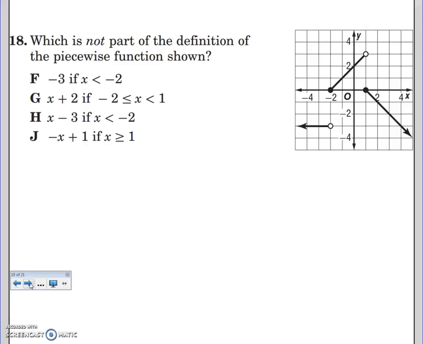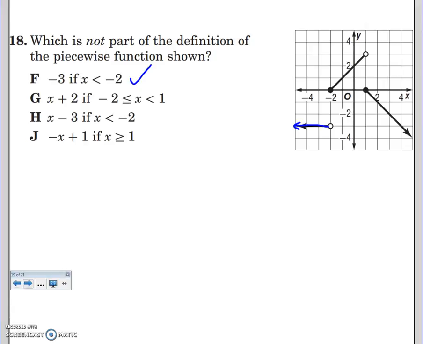18, which is not part of the definition of the piecewise function shown. Ooh, we got to check all of these ourselves. So it's negative 3 if x is less than negative 2. So here's negative 2. It's negative 3 right here. Good. If x is less than negative 2, that's right. That's the bottom part. It's closed. Oh, sorry, open. All right, x plus 2.